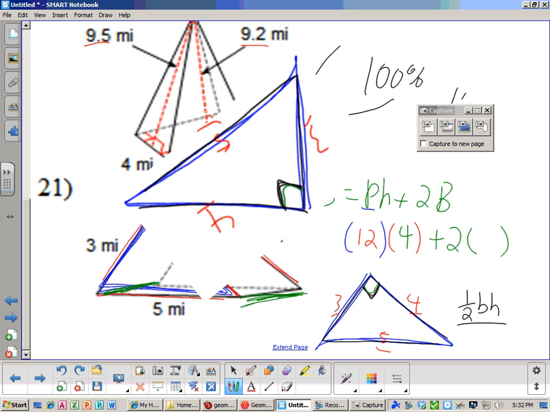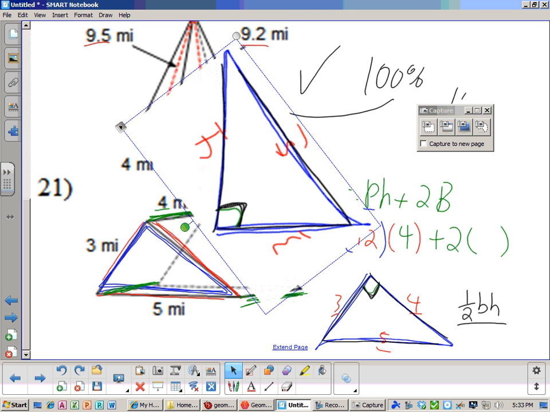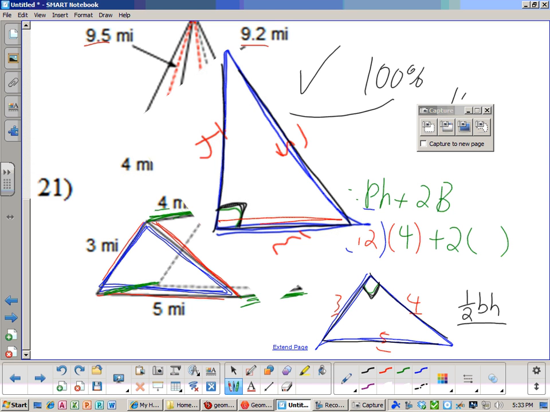Or I could have looked at it from a different direction. I also could have looked at it like this, where this side is my base and this side is my height. Notice how the longest side, the hypotenuse, is never used. This 5 is never needed. All you ever need is this side of 3 and this side of 4. It's kind of weird to see the 3 and the 4 sideways, but it is. 3 and 4 are the only two I need. Those are my base and height.